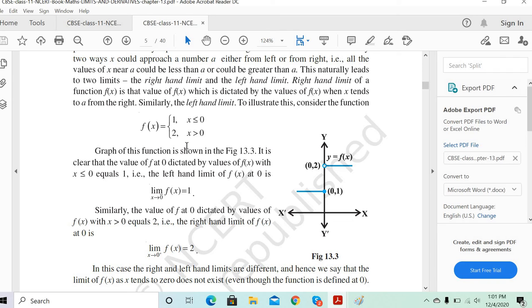Next, the second function is f of x equal to 2 when x is greater than 0. Greater than 0 means it can be 0.1, 0.2, 1, 2, it can be infinity also. So we have the empty circle on the top. Can you see from 0, 2? That is parallel to the x-axis. You have an empty circle there.